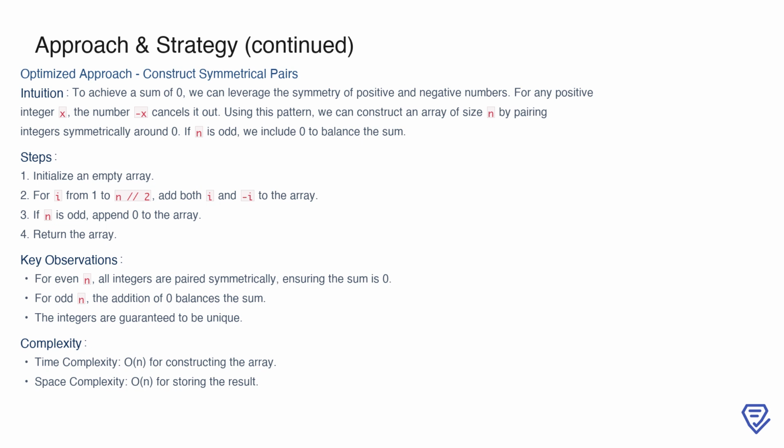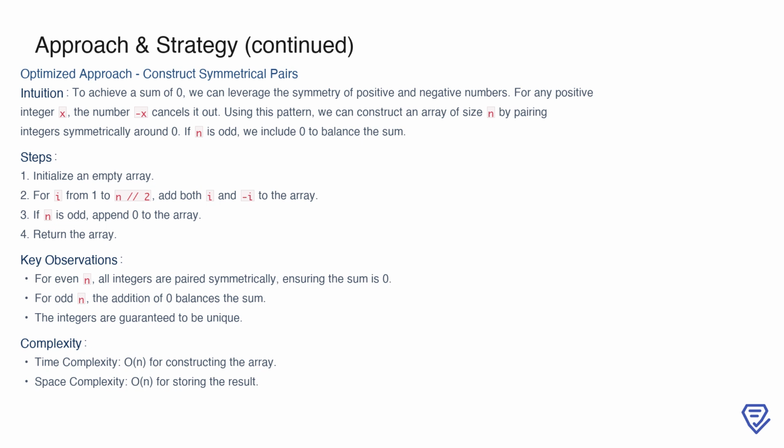The steps are quite simple. We start by initializing an empty array. Then, for values of i from 1 to n//2, we add both i and -i to the array. If n happens to be odd, we include 0 to balance the sum. This guarantees that all integers are unique and their sum equals 0.